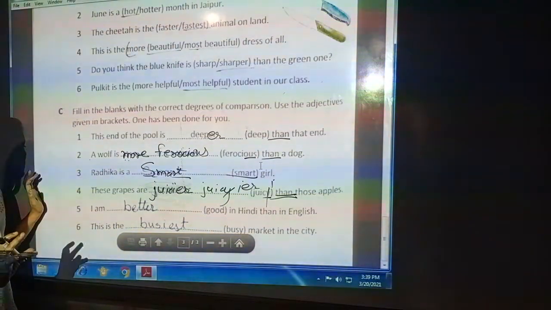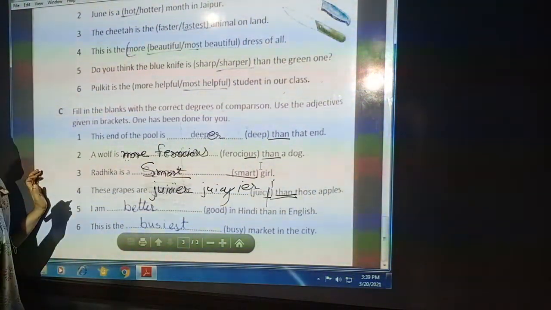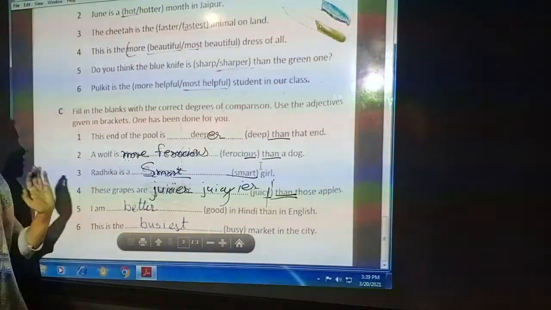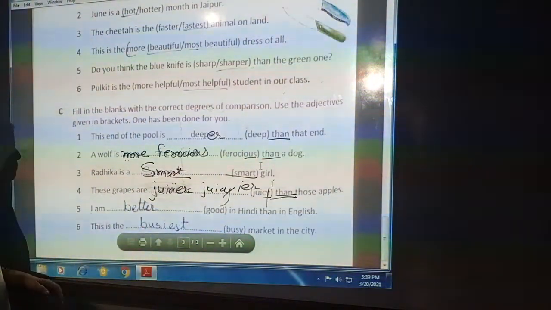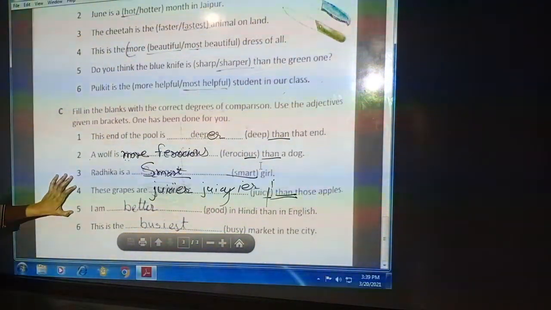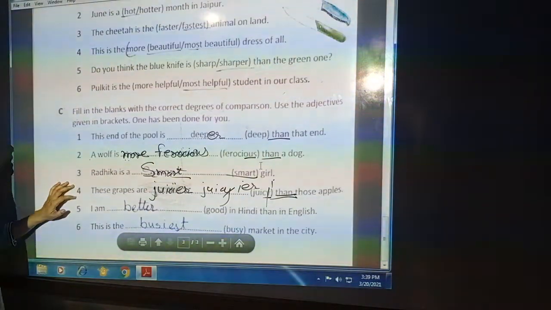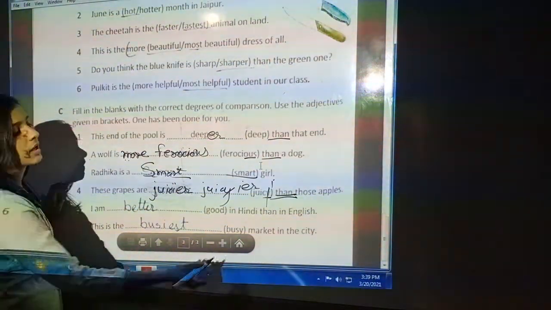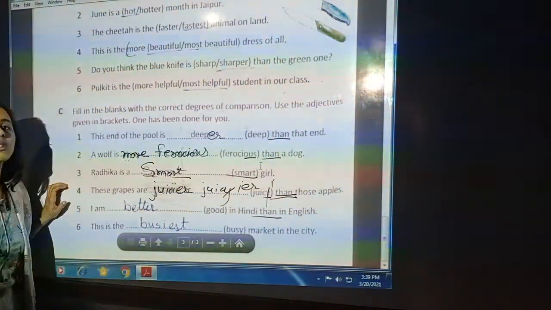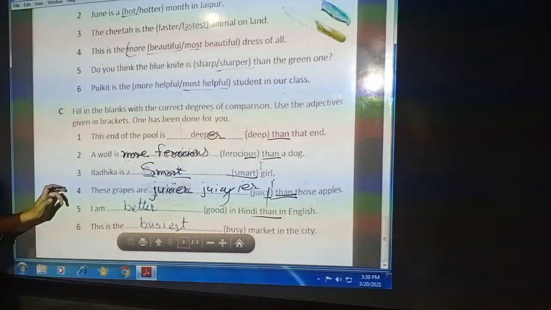IER will be used when the ending letter is 1. Here, to convert it into comparative degree. Next is I am dash in Hindi, then in English. Again, then is used, that means comparative degree.